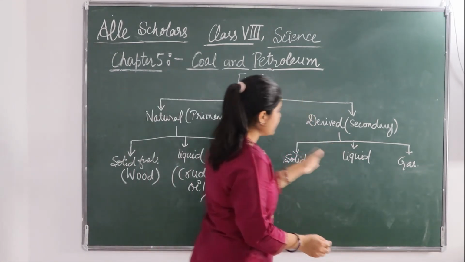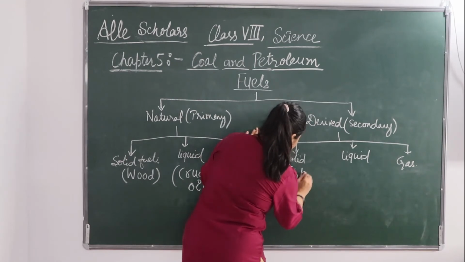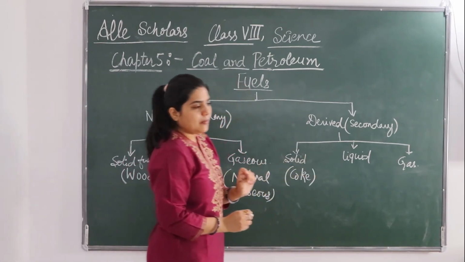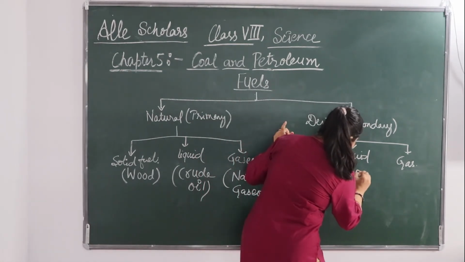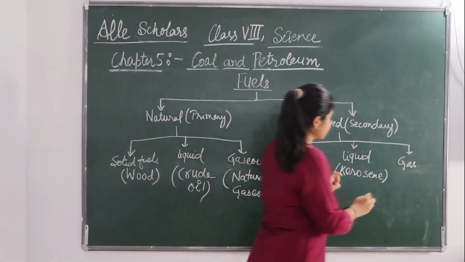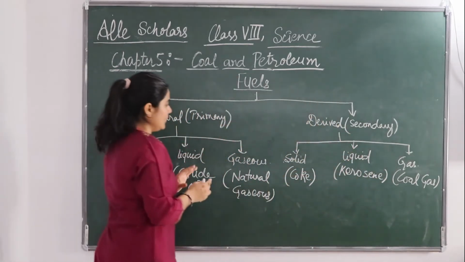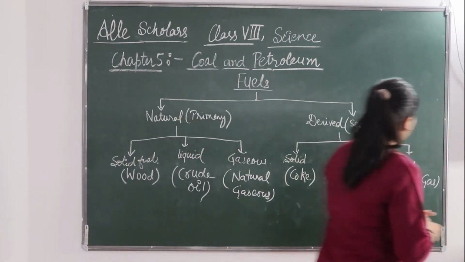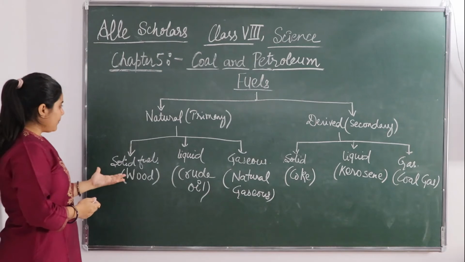Similarly, for the derived fuels, let's see solid. In the solid fuel comes coke. We shall be studying about it when we study coal. Then if we talk about liquid fuel, then comes kerosene. Kerosene is a liquid derived fuel. Then the gaseous fuel is coal gas. Coal gas is a derived gaseous fuel. So we have seen how they have been divided. Now what is solid fuel, what is liquid fuel, and what is gaseous fuel? So let's see about them also.